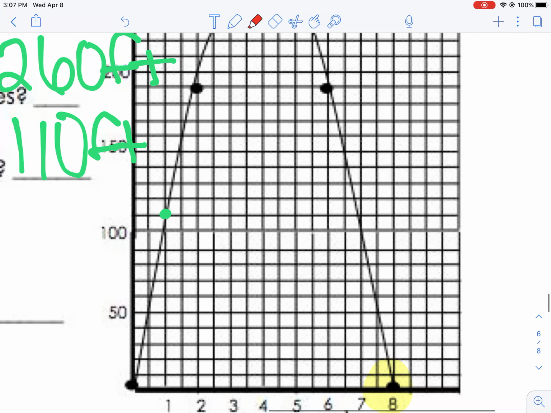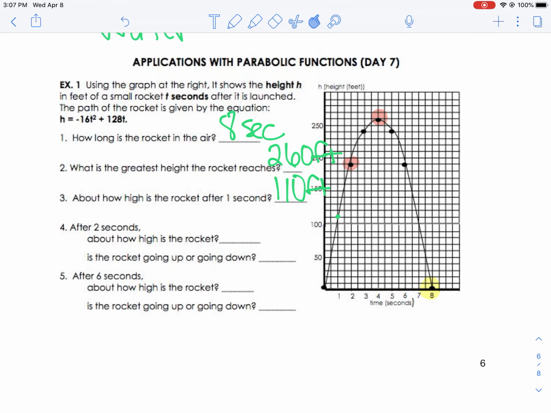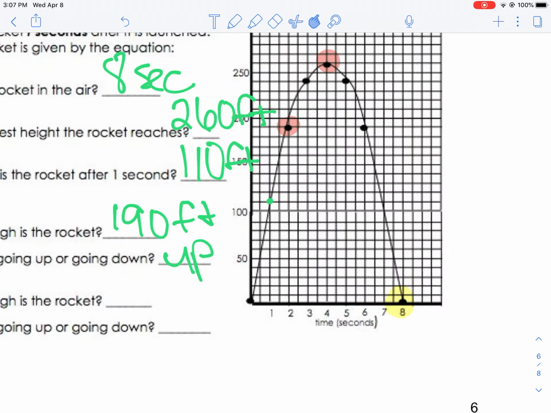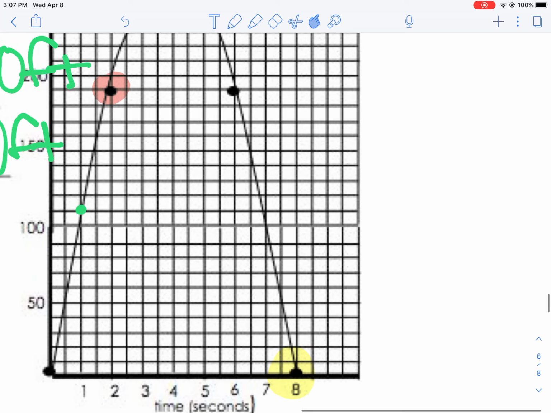After 2 seconds, about how high is the rocket? Well, if I zoom in for 2 and I follow it all the way up, I get this point right here. And to me, that looks like it's 190. At that point, it's going up.